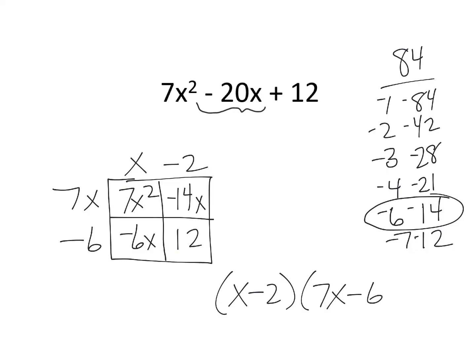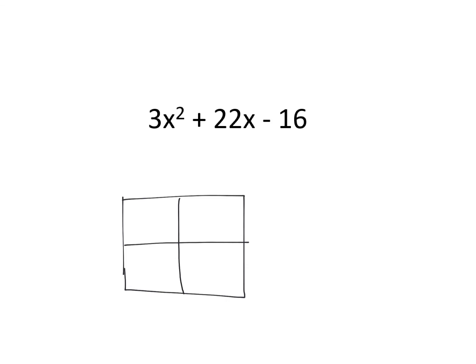Did you try it on your own? And if so, how close did you get to being right? All right, pause the video if you want to try it on your own. Here we go. 3 times negative 16 is going to give me a negative 48. Oh, another negative number. All right, well, let's just throw all the positive factors down first. 1 and 48, 2 and 24.